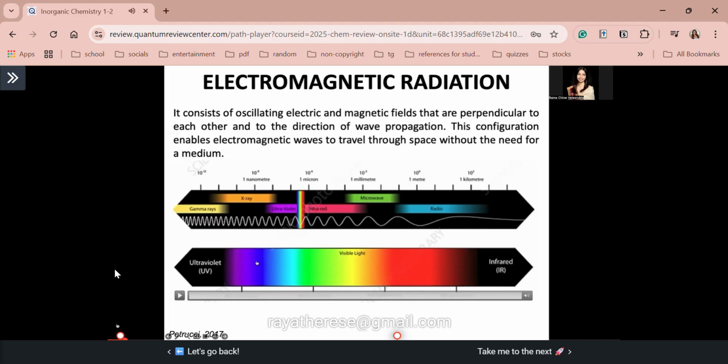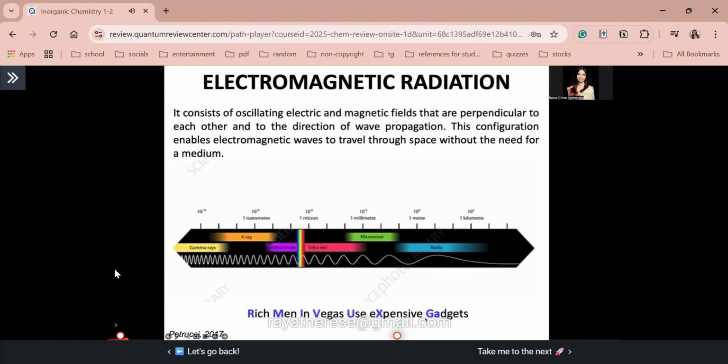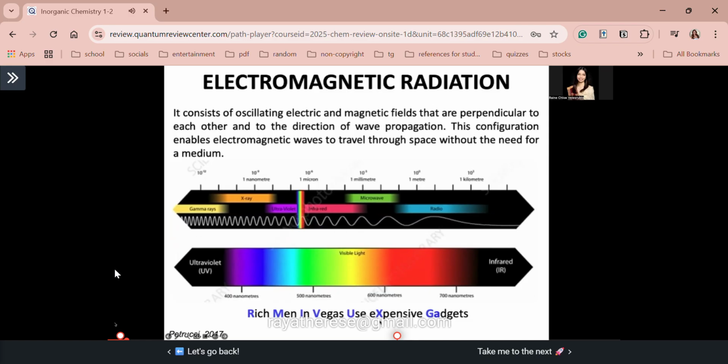Guys, we should memorize the EM spectrum, okay? If you haven't memorized it yet, we have a mnemonic. It's Richmond and Vegas use expensive gadgets. So rich stands for radio, men stands for microwave, in stands for infrared, V stands for visible, use stands for ultraviolet, expensive, the X stands for X-ray, and gadgets stands for gamma rays. So guys, remember, this mnemonic goes from lowest to highest frequency, okay? From lowest to highest frequency, Richmond and Vegas use expensive gadgets.